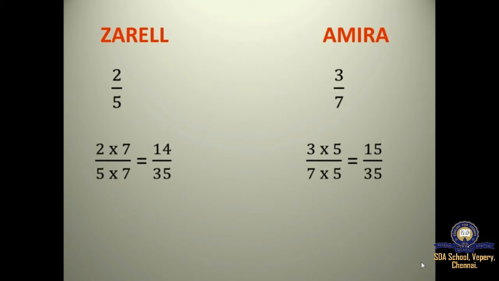Okay, now we could observe that 14 over 35 is less than 15 over 35, right? So therefore Amera's ratio has a higher number of chocolate chips. So I eat her cookies if I want to have the most number of chocolate chips in my cookies. Okay, so Amera has the most number of chocolate chips in her cookies. So this is all about comparison of ratios.